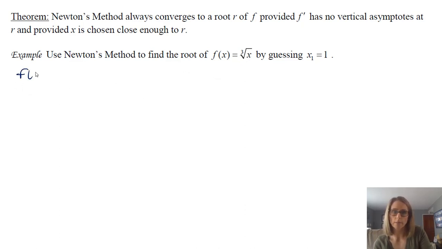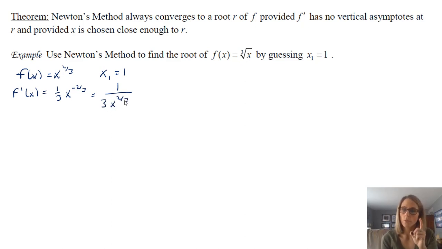And we're just going to look at a method, an idea here. If we think about f of x equaling x to the 1/3, and we're going to guess x sub 1 equals 1, we need f prime of x. That's going to give us 1/3 x to the -2/3. So what I want you to see pretty quickly here is that this is the cube root of x, so you probably know that this function does this.